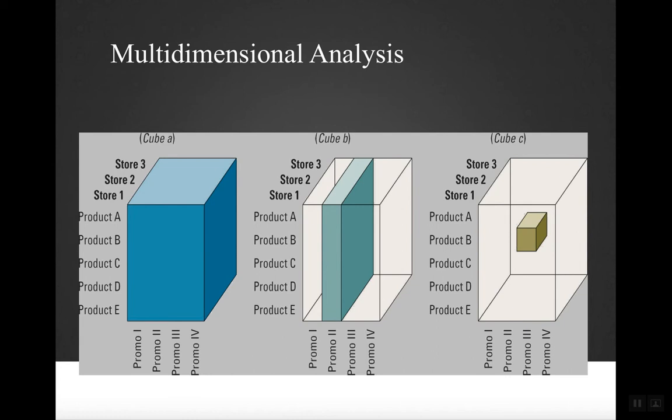So we call it a cube because there are three dimensions to it, and you can pick the dimensions that make sense. For the example we're showing here, you start with the products. So you have the products A, B, C, D, E. You have the stores they're located in. All right. And then here we have what we call promo 1, promo 2, promo 3, promo 4.